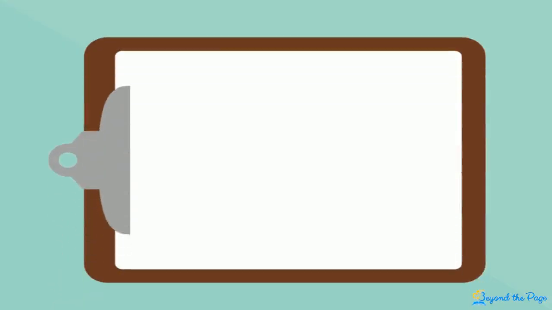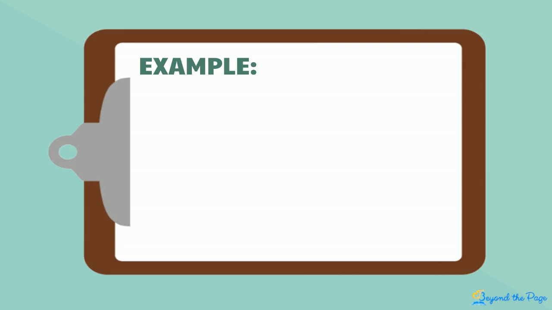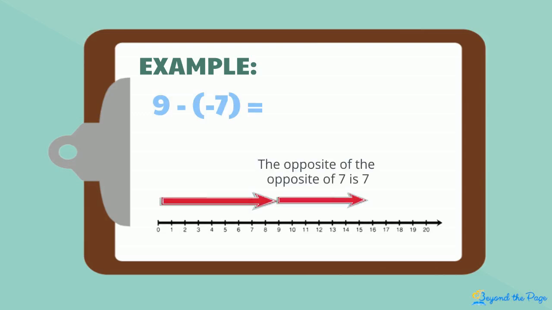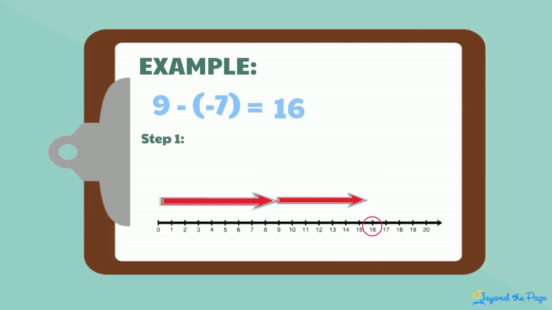Let's look at one final example. For this problem, you read it as 9 subtract -7. For this one, you should think, count up 9 units and then count the opposite direction of the opposite direction 7 units. The opposite of an opposite is a positive. Don't worry if the number line examples seem confusing. They're just meant to prove that the rules you use work.